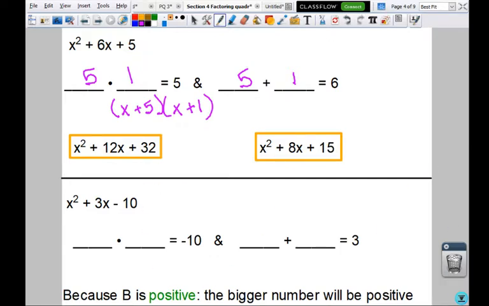So we want to know what times what is the number on the end and adds up to the number in the middle. So you know what? Let's have you guys do both of these in the boxes here. I want you to factor. And then we'll get into a little bit tougher ones in just a minute. So tell me, what times what is the number on the end and adds up to the number in the middle?